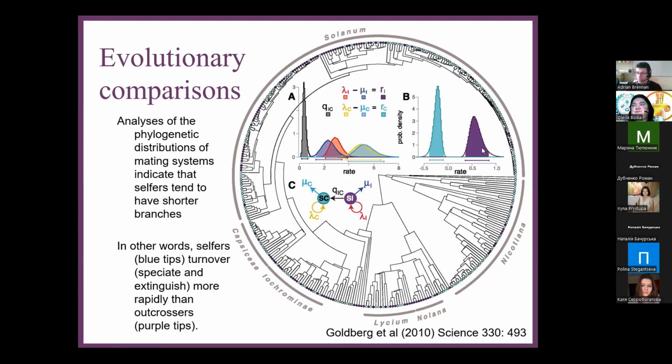Whereas outcrossers might evolve more slowly, but they tend to persist for longer. And it's this equilibrium that leads to such mating system diversity over evolutionary time.